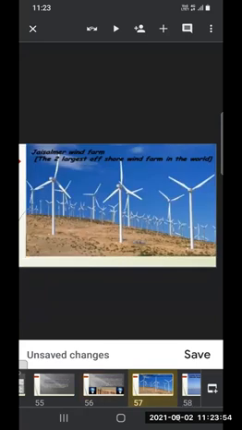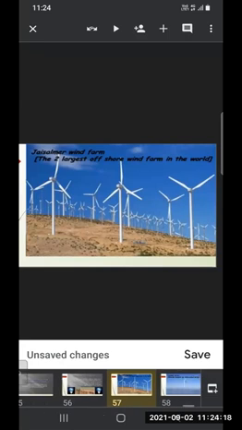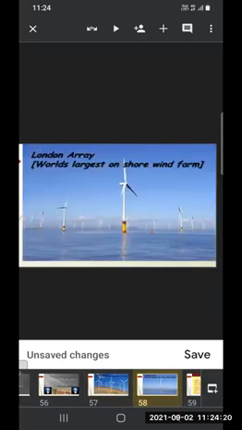Now this is the picture of the Jaisalmer wind farm in Rajasthan. This is the second largest onshore wind farm in the world. Now this is the London Array, the world's largest offshore wind farm. You can see it in London.